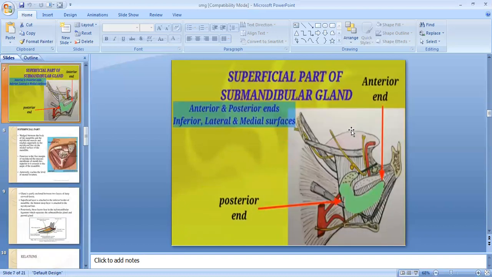As far as the surfaces of this gland are concerned, we have lateral surface, medial surface, and inferior surface. So three surfaces: lateral, medial, and inferior. And we have two ends. One is the anterior end, and the other is the posterior end of this submandibular salivary gland.